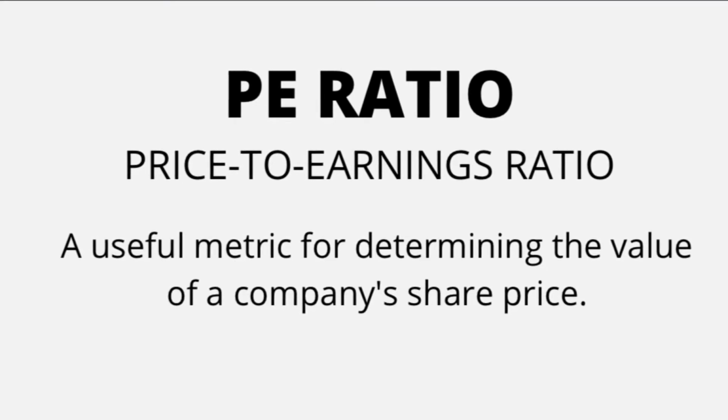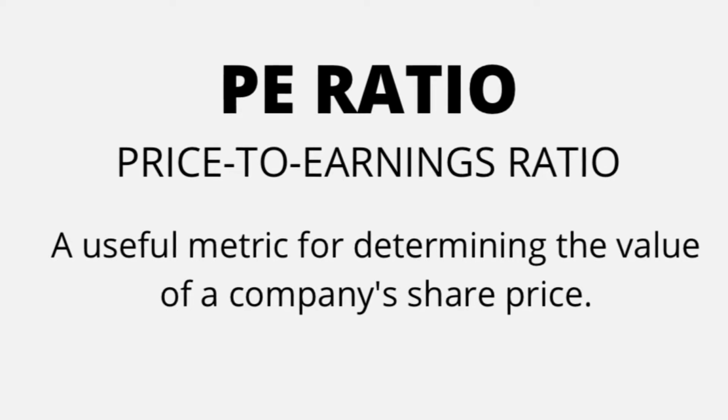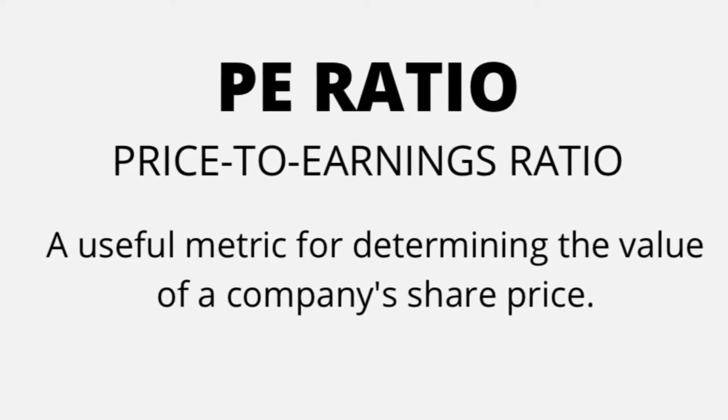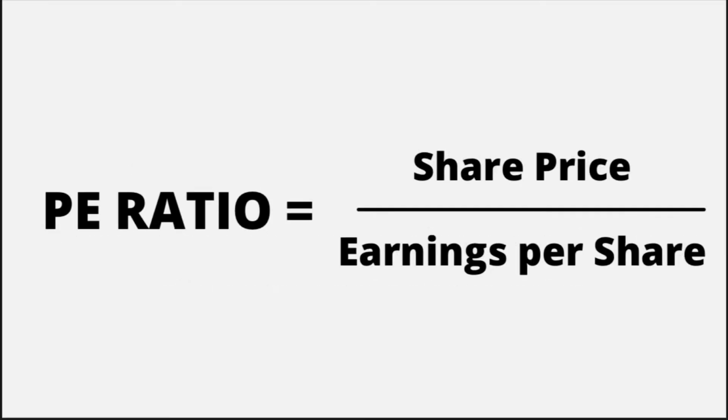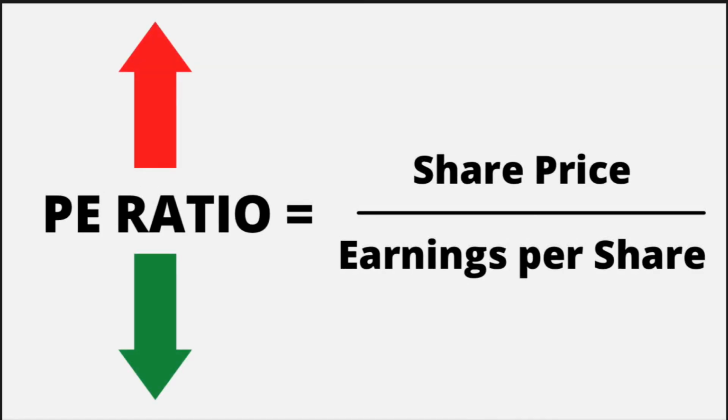P/E ratio, also known as price to earnings ratio, is a useful metric for determining the value of a company's share price. The P/E ratio is expressed simply. You just take the share price and divide it by earnings per share, also known as EPS. What does the P/E ratio tell you?